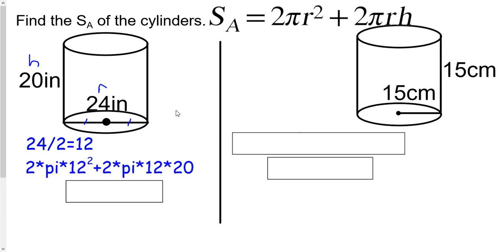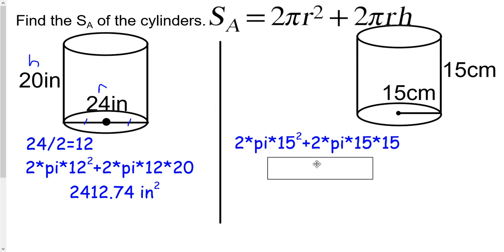2 times pi times 12 squared plus 2 times pi times 12 times 20. And we're going to get a really big answer because this is a lot of pi. 2,412.74 inches squared. Last one, we've got 15 for radius, 15 for height. So just plugging in 15 for r and h. Looks something like that. And again, that's the work required.